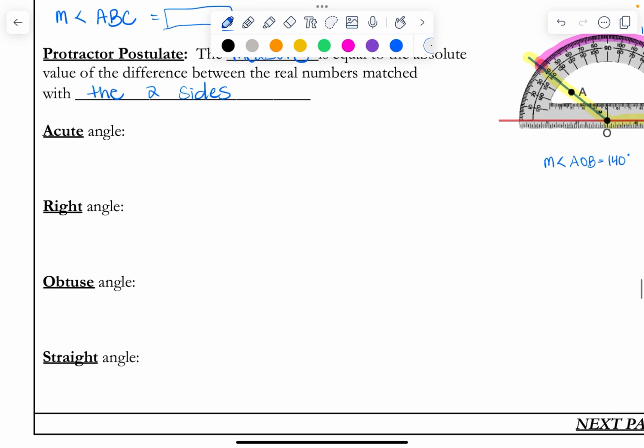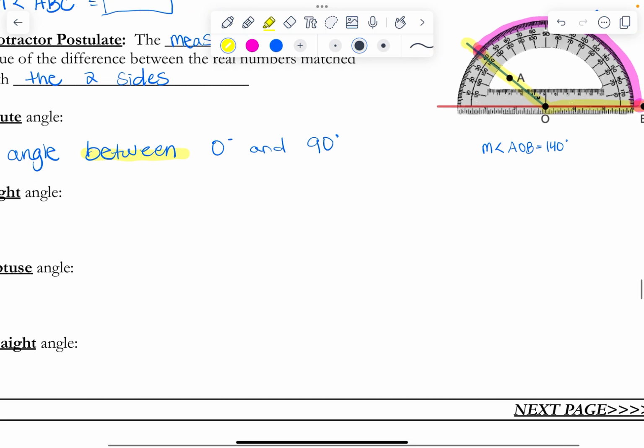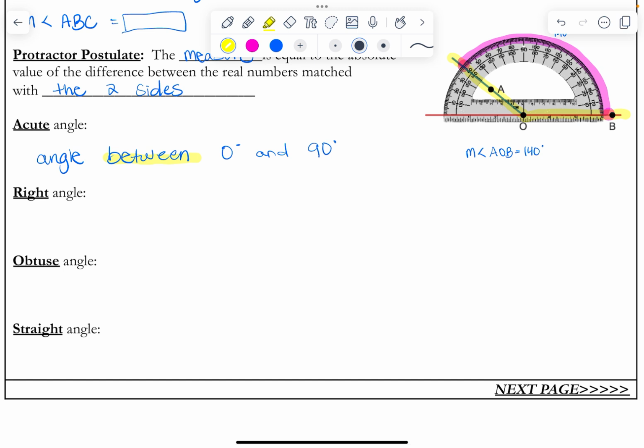Okay, let's talk about some types of angles. We have four types here. The first one is an acute angle. This is an angle between 0 degrees and 90 degrees. Notice the word between. So it must be less than 90 degrees and greater than 0 degrees. So 1 to 89 degrees. I remember this because the name acute, I think of it as like a cute little angle. So it's the smallest type of angle that we have.